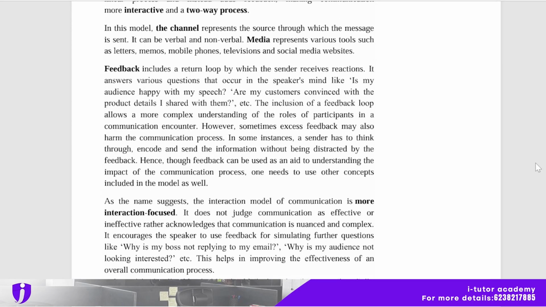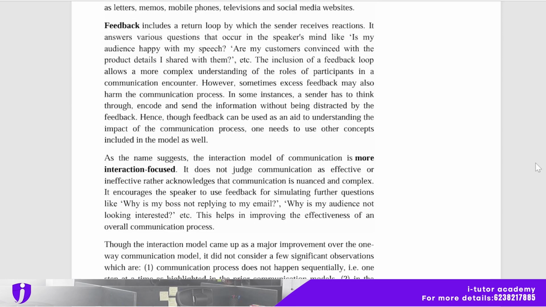In this model, the channel represents the source through which the message is sent. It can be verbal and non-verbal. Media represent various tools such as letters, memos, mobile phones, televisions, and social media websites. Feedback is the loop by which the sender receives reactions. It answers various questions that occur in the speaker's mind, like: is my audience happy with my speech? Are my customers convinced with the product details I shared with them, etc.